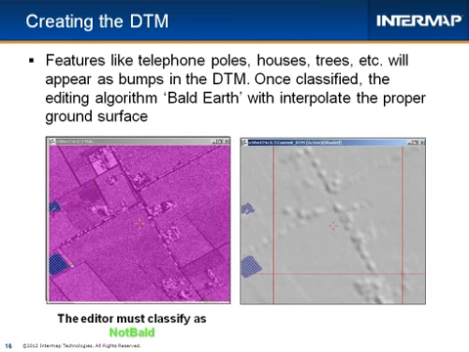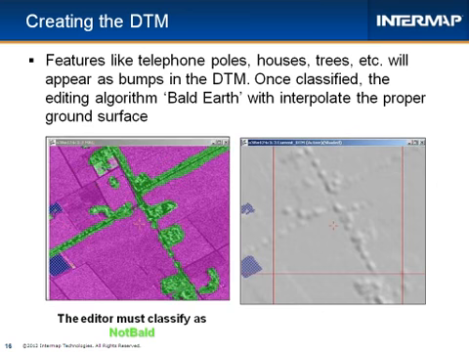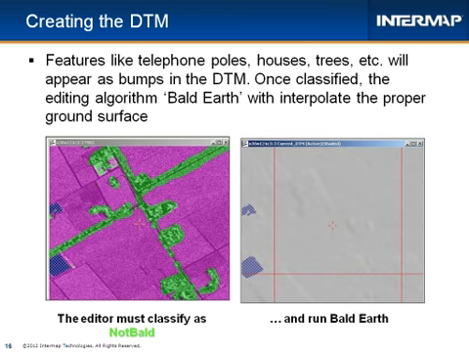So just to give you a little example of what the editing classification would look like, on the left down there is the editor's screen as they're looking at it. They classify all those areas as not bald, and then the EIS system does its interpolation, running a basically cutting algorithm that cleans out all those obstructions and gives an interpolated ground surface.